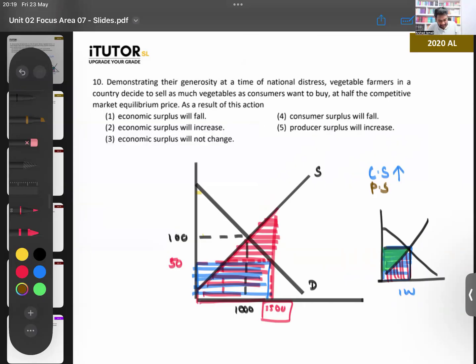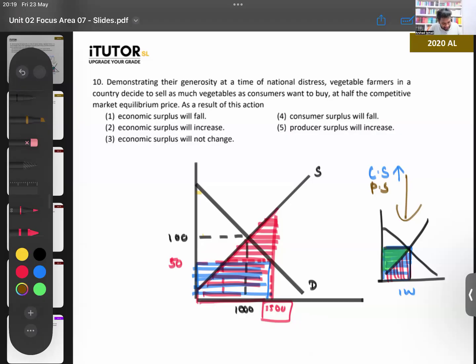Earlier, producer surplus was this brown color shaded area. Now it's not that small triangle. Now the producer surplus is a negative. So producer surplus has fallen a lot. It has even gone to negative from a positive territory. That is what has happened with producer surplus.